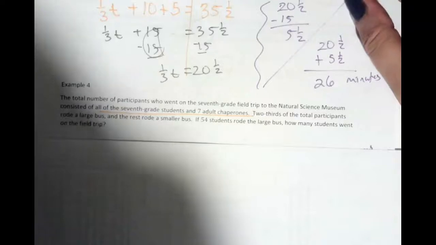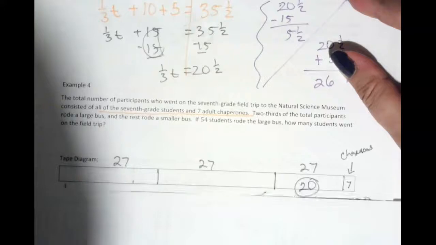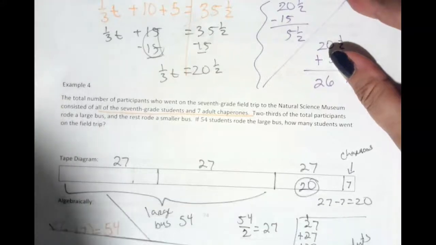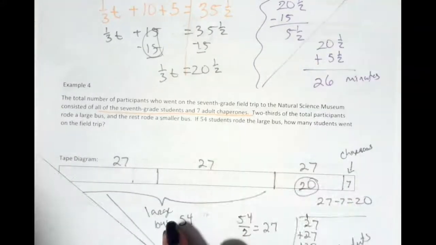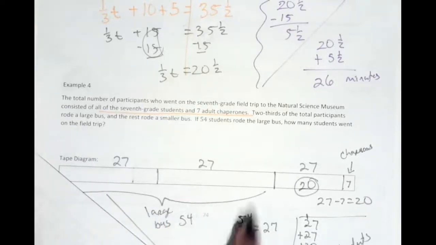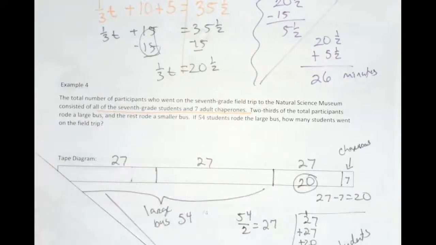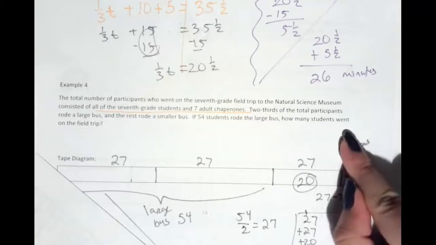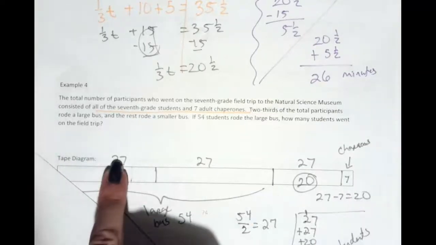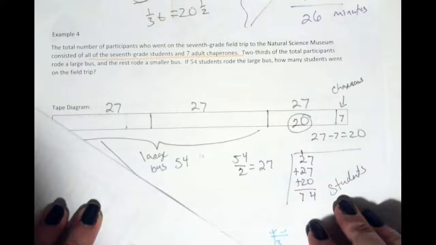Okay, for time's sake, I'm not going to read this question. I'm just going to show the diagram and walk through it. You could pause the video and read the question before you start. So 2/3 of the students were on the large bus. Okay, so that was 54 students. I divided 54 by 2 and figured out there was 27 people for each third. But then the chaperones had to be considered and ultimately taken away. So there's 27 students here, 27 students here, and 20 students here, giving me a total of 74 students.